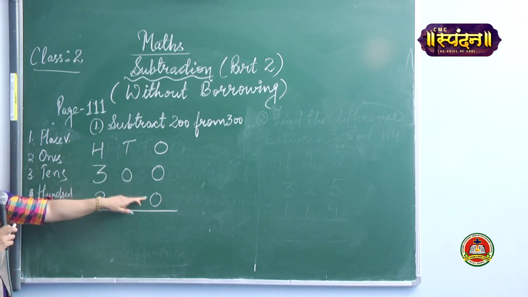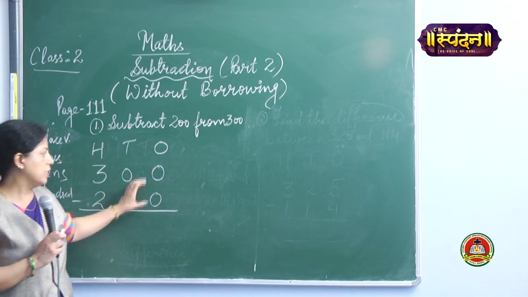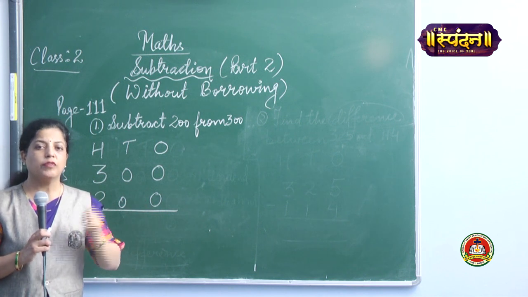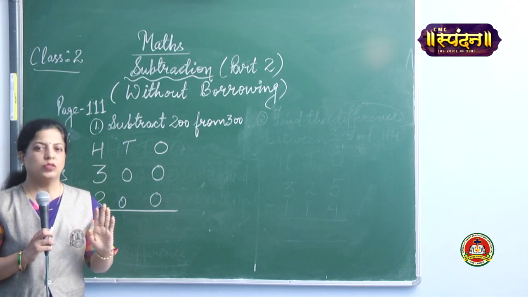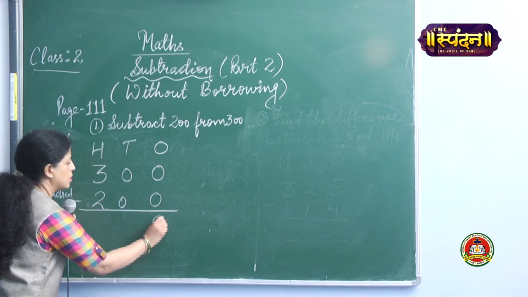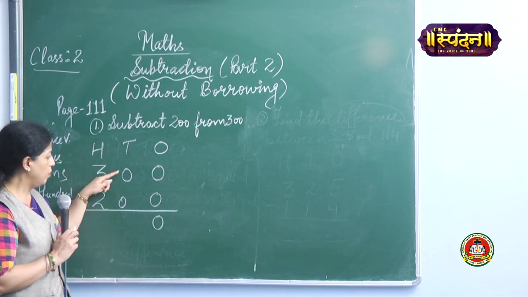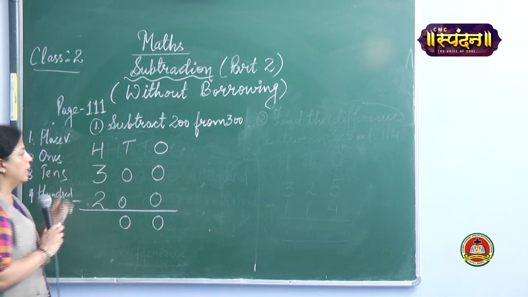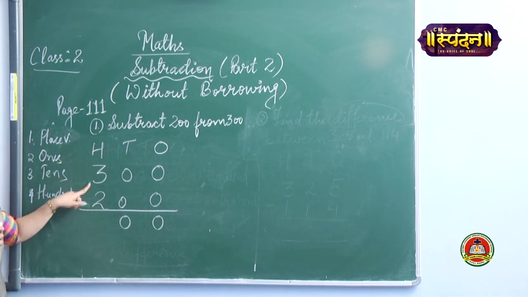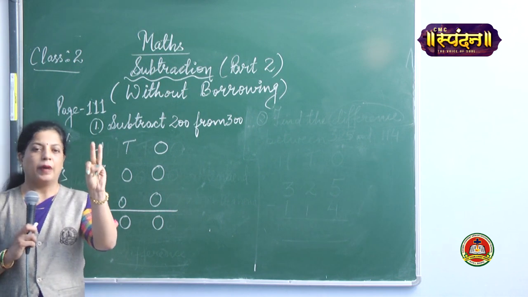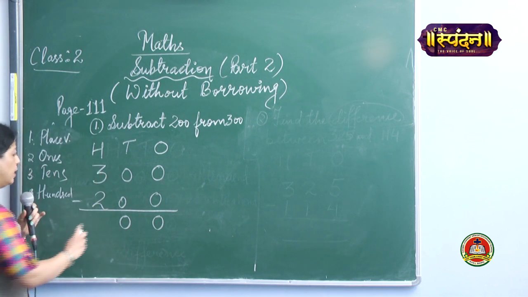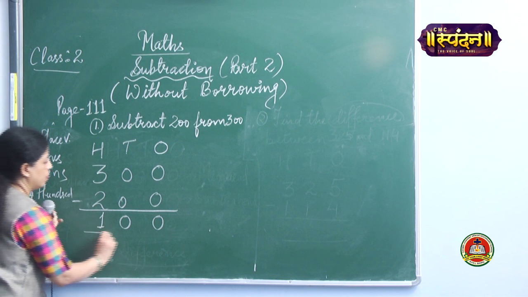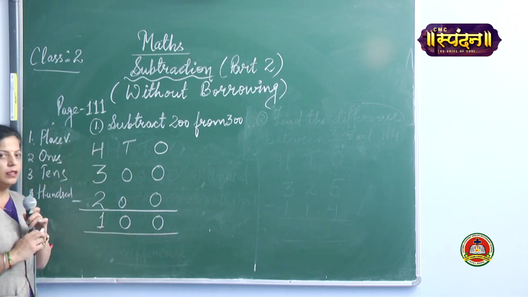Okay, so here 0 minus 0. If we subtract 0 from 0, there will be no change. It will remain as 0. Again 0 minus 0, it will be 0. In the hundreds place, it is 3 minus 2. That is 3 minus 2. 1 is left. So this is our answer.